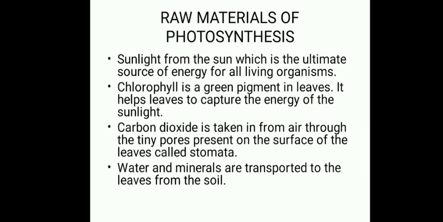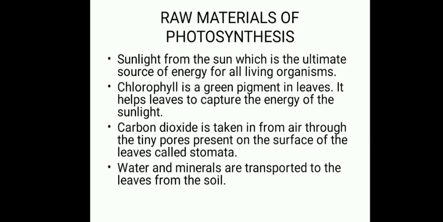Sunlight, as we know, we get from the sun. Chlorophyll is a green color pigment that is present in leaves of plants. Sometimes in some plants it may be present in the stem also. For example, in cactus, chlorophyll is present in the stem, but mostly chlorophyll is present in the leaf, and the green color of the leaves is due to chlorophyll.